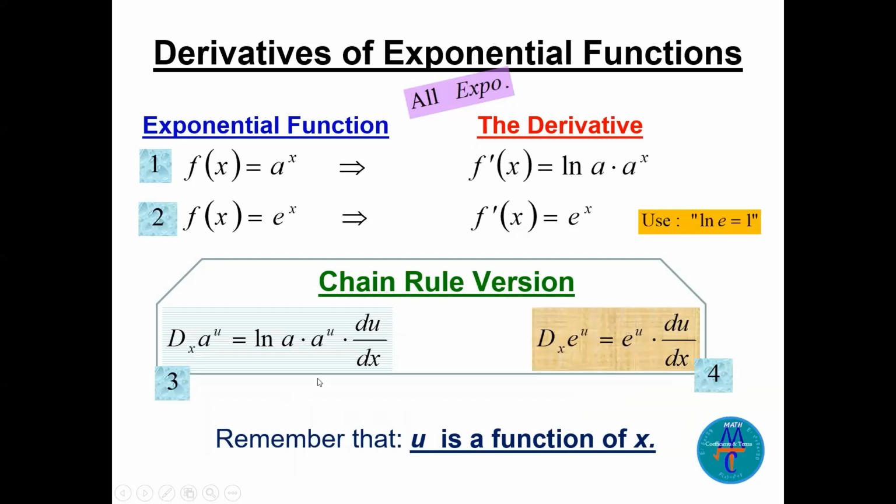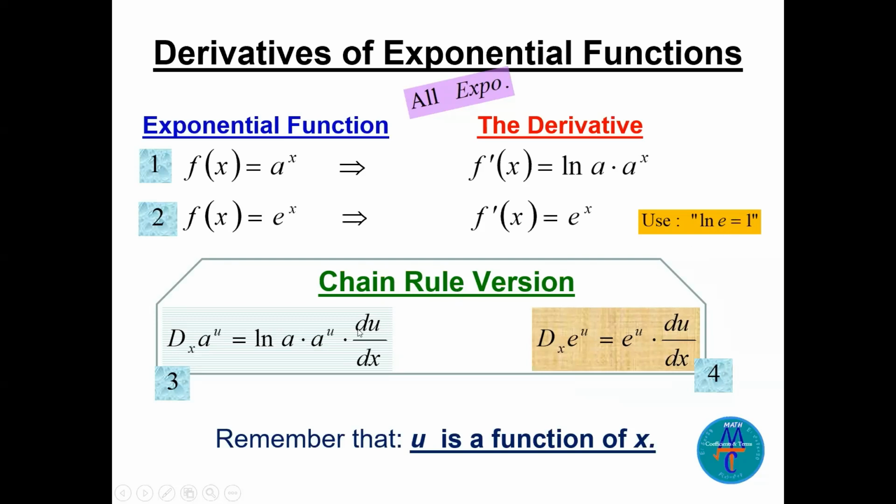Now, these are the terms for the exponential function and the derivative. If we have a function f of x equal to a to the power x, f prime will be ln of a times a to the power x. Now, this is a special case exponential function, base e, f prime will be e to the power x. And here times ln of e, we know it's 1.